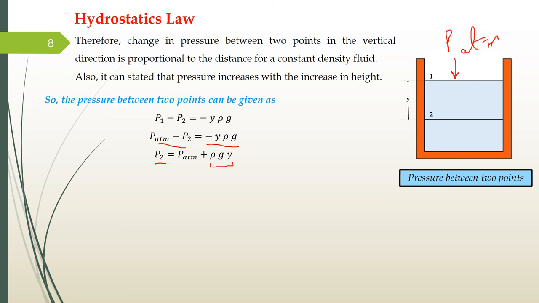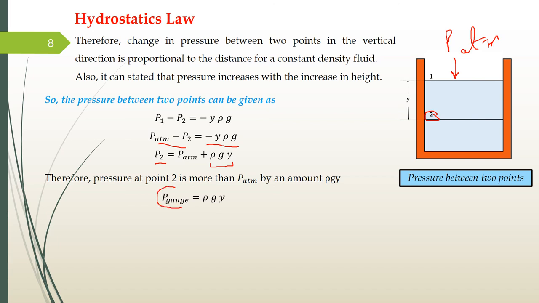So the pressure at this point, at this level, will certainly be more than the atmospheric pressure by this amount. Okay, so we can also write it as P2 minus P atmospheric. Because it is a difference in pressure, that pressure can also be written as gauge pressure. So gauge pressure in this case is equal to rho g into y.